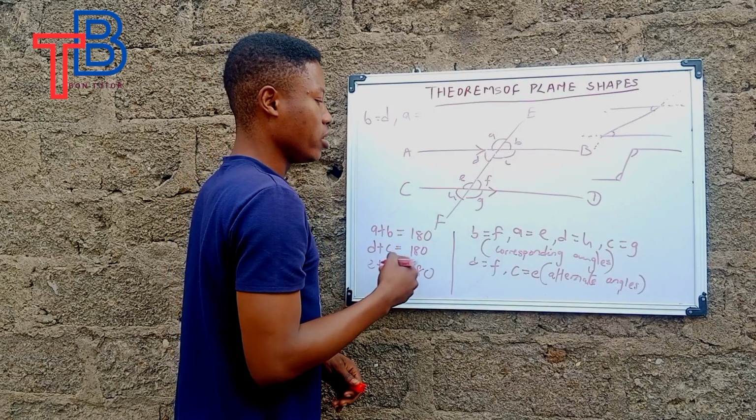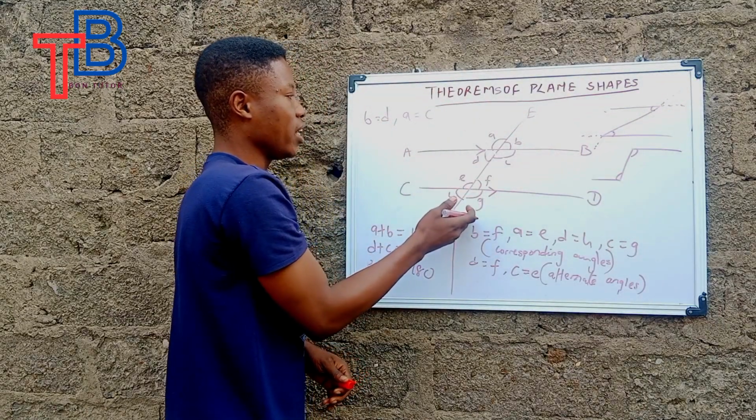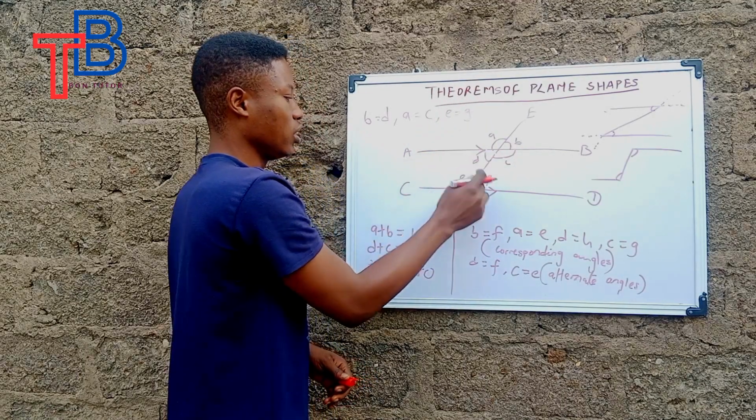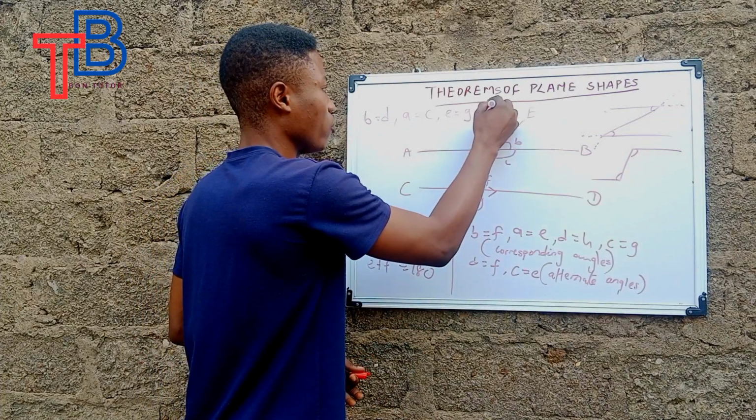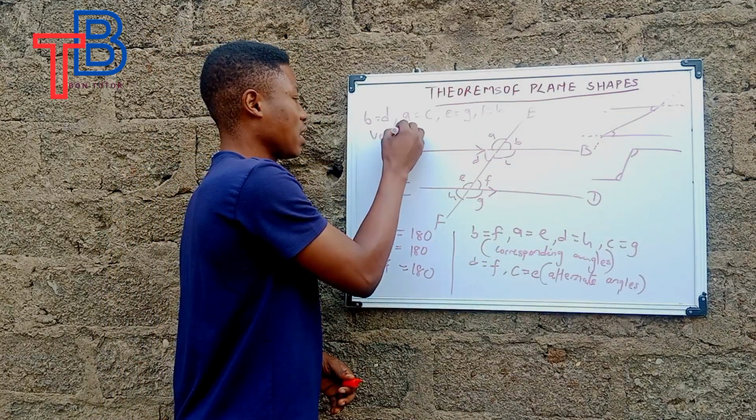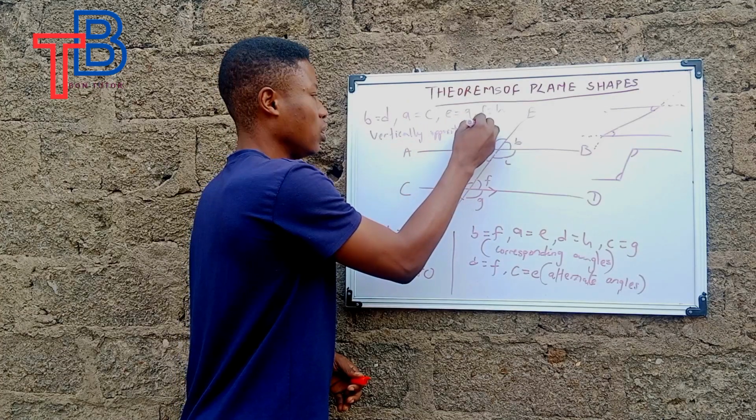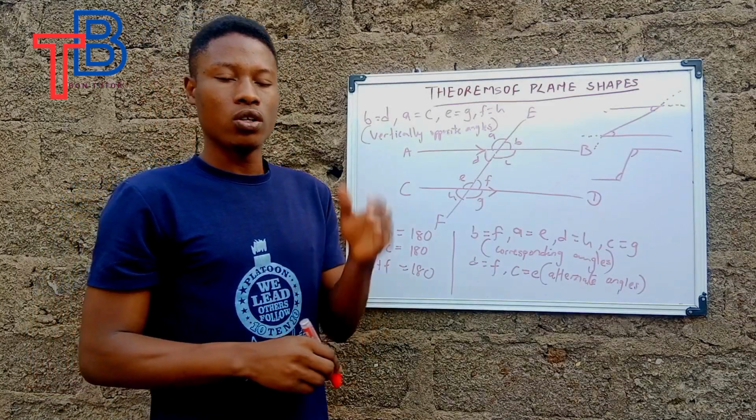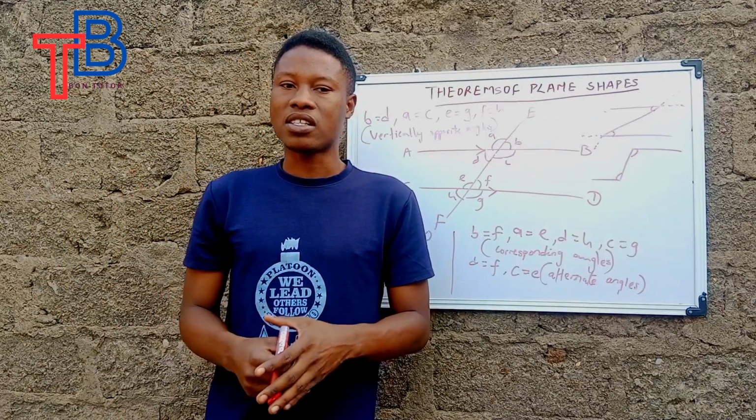That means your A is equal to your C also. And if you come down here, your E is equal to your G, that is vertically opposite angles, and your F is equal to your H. Also, they are called vertically opposite angles. Vertically opposite angles are equal to each other. And I think that's the third theorem we are talking about here today.